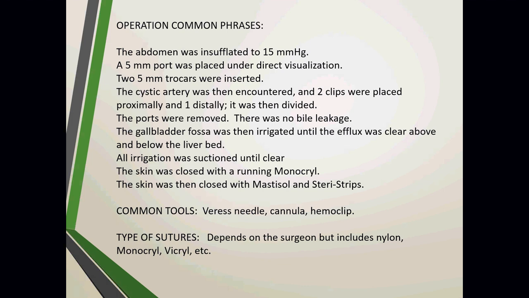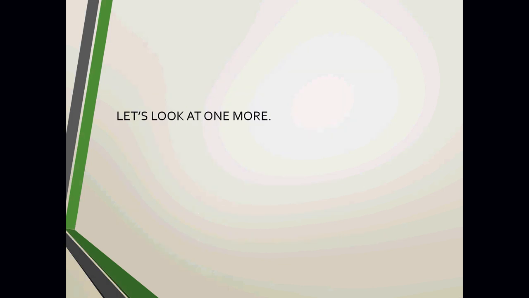Common tools: Veress needle, cannula, hemoclip. You'll hear, the cystic artery was then encountered and 2 clips were placed proximally and 1 distally. It was then divided. You'll hear that over and over again. A 5 millimeter port was placed under direct visualization. You will hear this over and over. Let's look at one more.